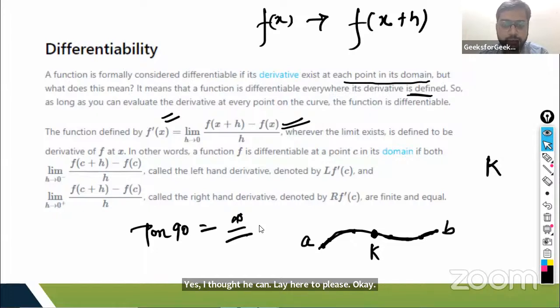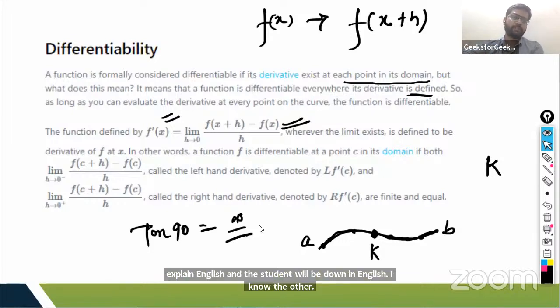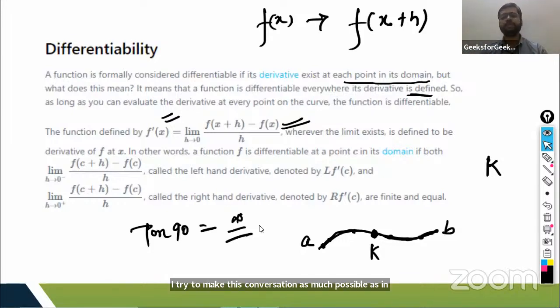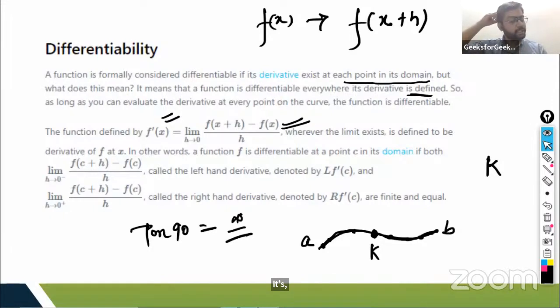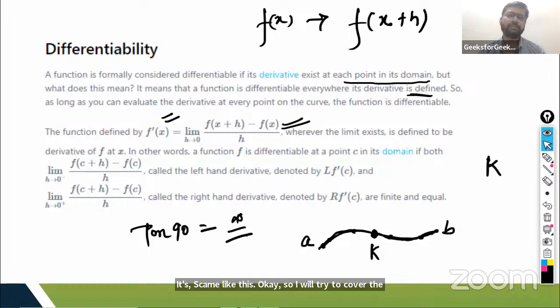There is one thing I missed. Sir, a small request: try to explain in English, in case any student has a doubt. Varun, I try to make this conversation as much in English as possible. Sometimes, out of habit, it slips like this. I will try to cover the maximum lecture part in English, but sometimes it happens. I will try to make sure this happens.